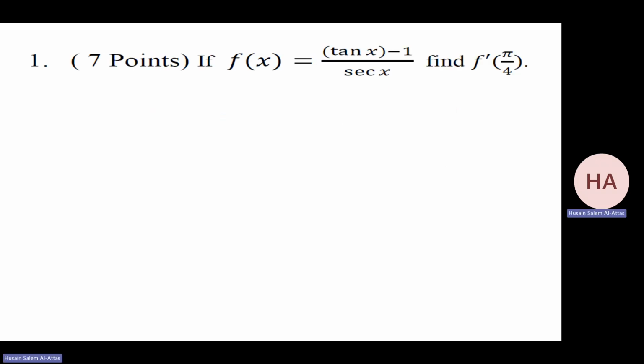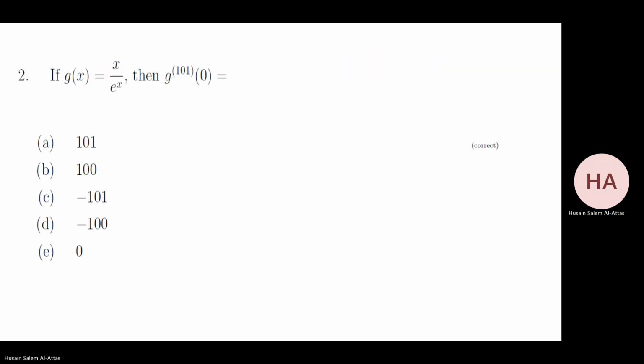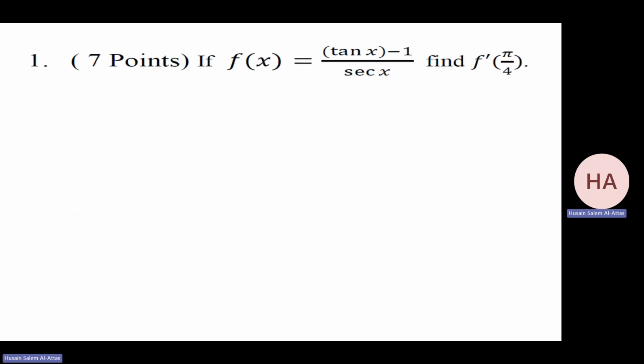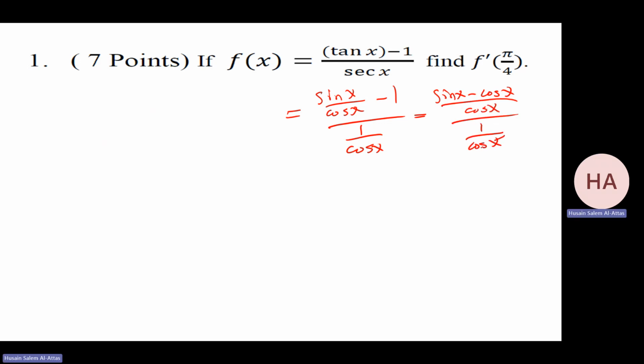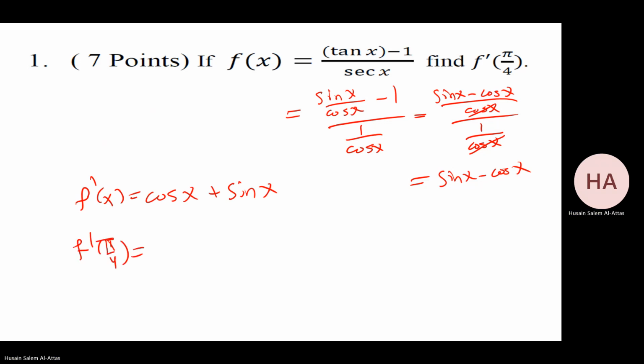F prime equals this. Find f prime at pi over 4. Yeah, I think I will do it. Yeah, this I can simplify to make it easier. Sine over cosine minus 1 over 1 over cosine. And that will be sine minus cosine over cosine, over 1 over cosine, cancelled. So my function is sine x minus cosine x. What will be f prime? It will be cosine plus sine. What will be f prime at pi over 4? It will be square root 2 over 2 plus square root 2 over 2. It will be square root of 2.